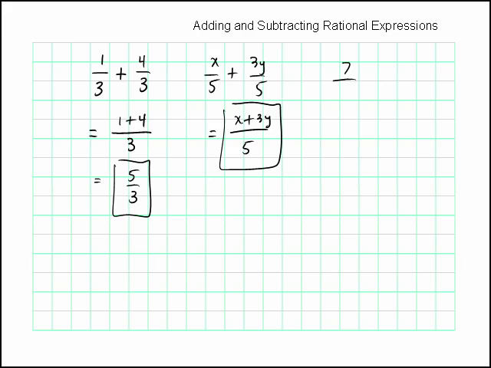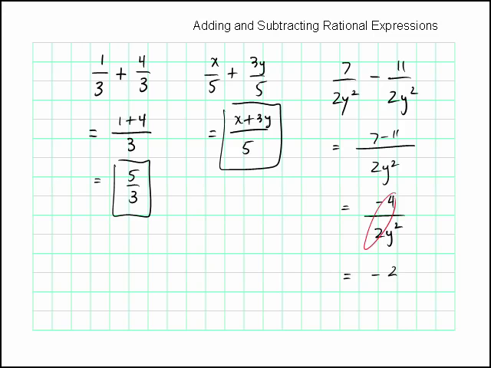Seven over 2y squared minus 11 over 2y squared. I have a common denominator here, so I can subtract the numerators. 7 minus 11 is negative 4 over 2y squared. Now this one we're not quite done because I noticed that I can reduce it a little bit. Always check to see if your answer at the end will reduce any. 4 over 2 reduces to a 2, so this is negative 2 over y squared. And that's my answer.